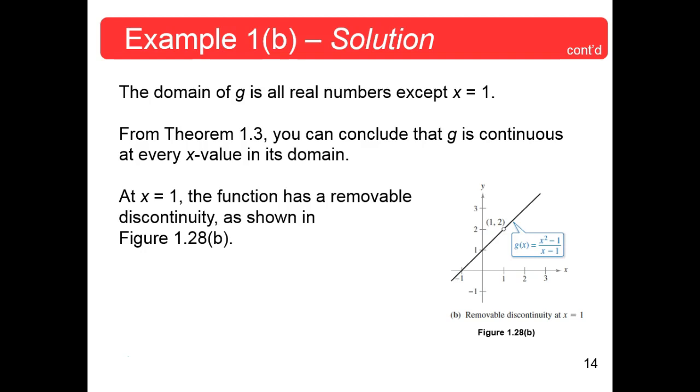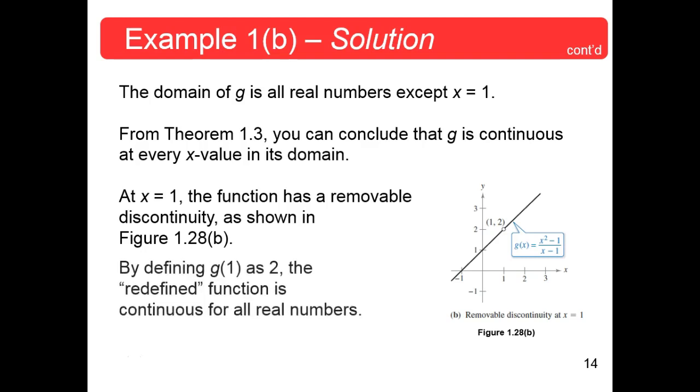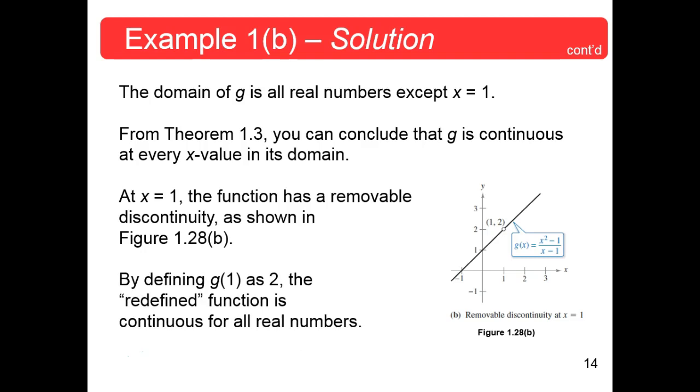You can't do it because the original function is undefined there, so you have to put a hole in there. But obviously that's removable because you can assign a value there. What would it be if x were equal to 1 when you divided this out? 1 plus 1 is 2. Yeah, that has a removable discontinuity. Make sense? By defining g of 1 as 2, then the redefined function is continuous for all real numbers.